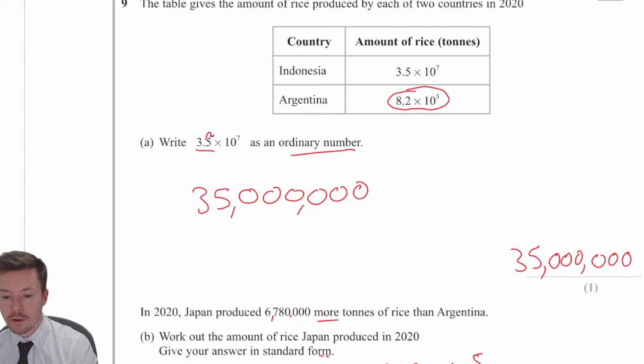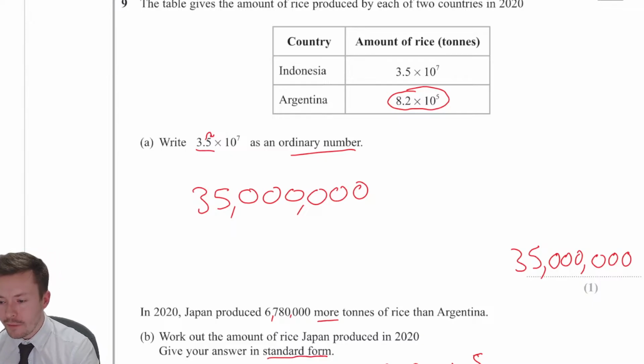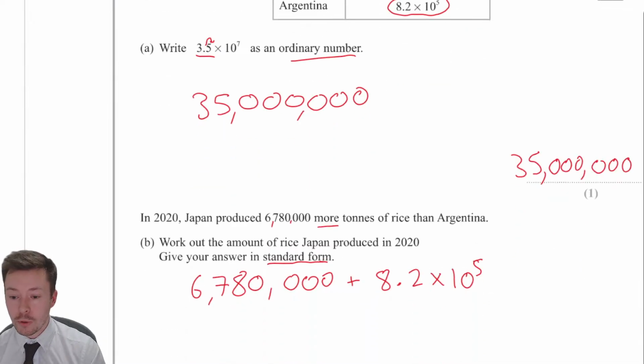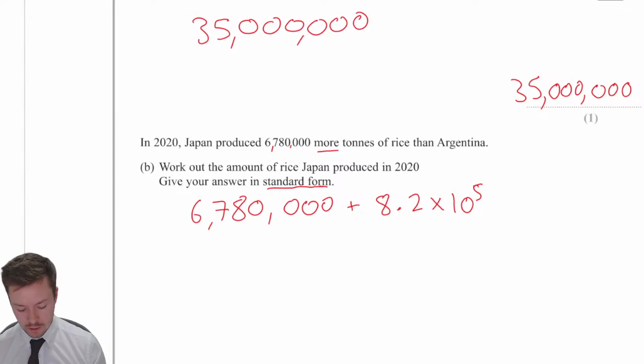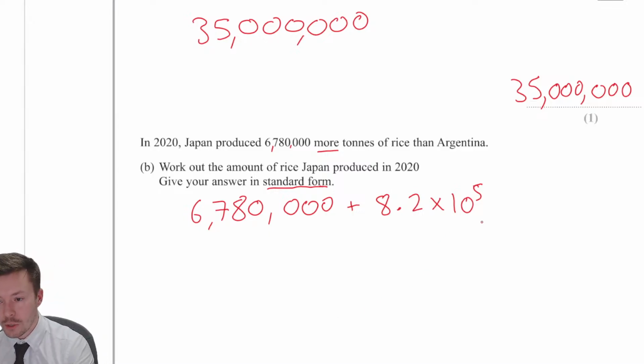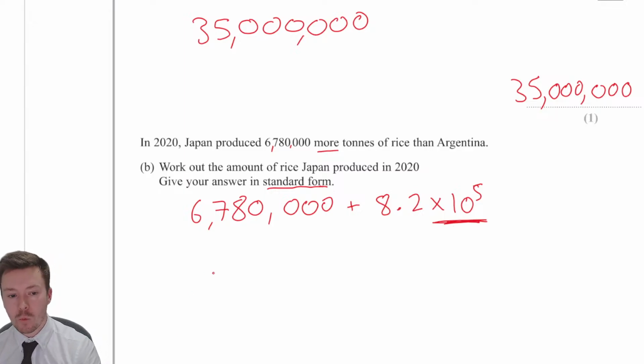Now, we just have to be aware, it says to leave our answer in standard form. So I'm going to put this in my calculator because why would I not? They're all calculator papers. 8.2 times 10 to the power of 5. Now, there is a standard form button you can use to do this. I wouldn't recommend using that, and the reason why is because it won't look exactly the same on your calculator as it will written.